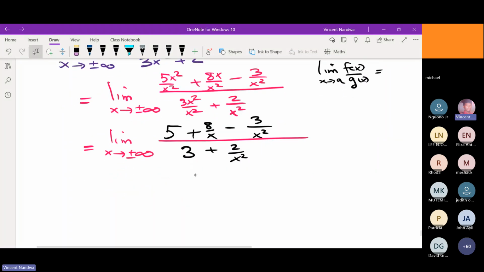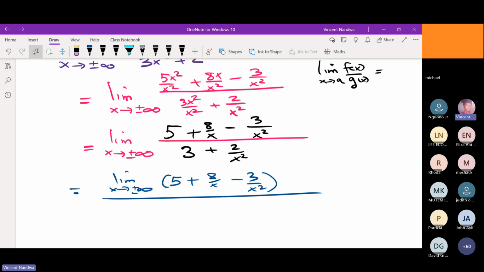So this will be the limit as x approaches plus or minus infinity of 5 plus 8 over x minus 3x squared, divided by the limit as x approaches plus or minus infinity of 3 plus 2 over x squared. So the limit of a quotient of two functions is the same as the quotient of the limits.